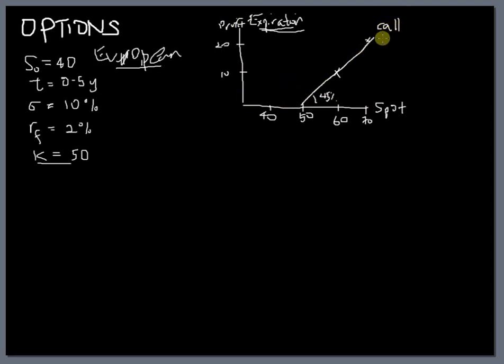A call option basically means that the buyer has the right to exercise to buy the underlying, and this is basically all that you need to remember in terms of payoff, because the rest of the option payoff diagrams can be simply inferred from the call option payoff diagram.